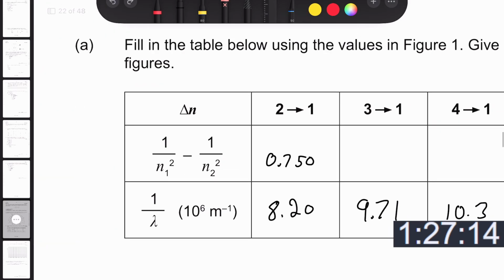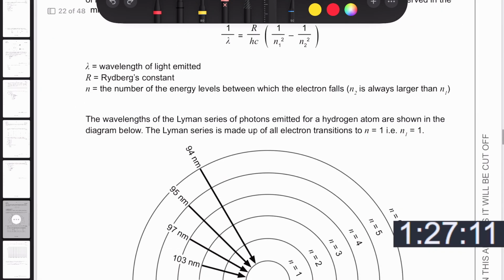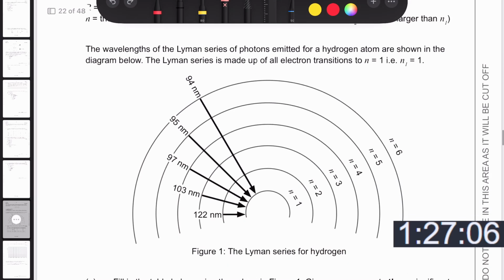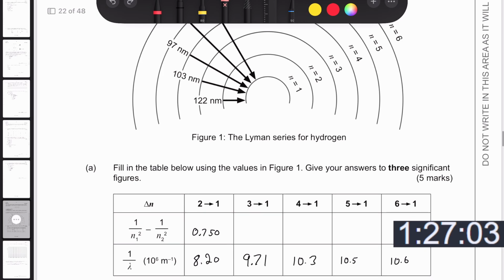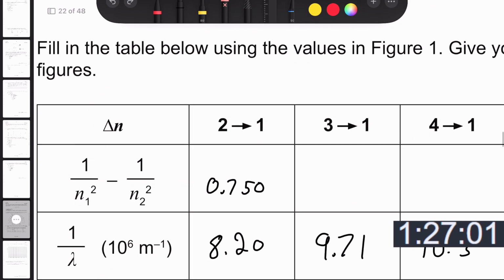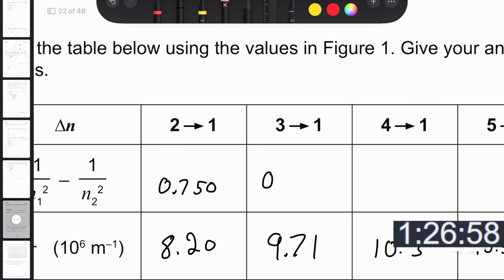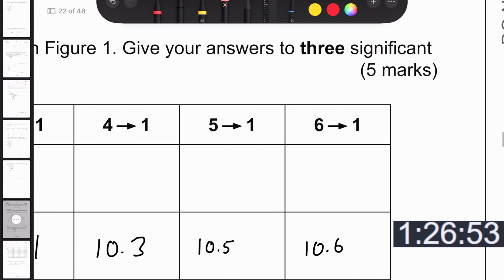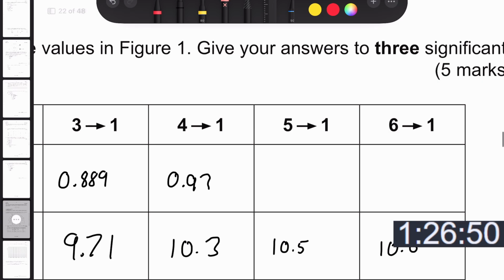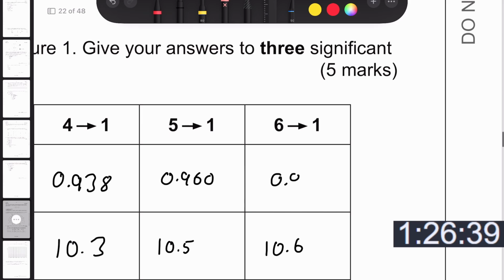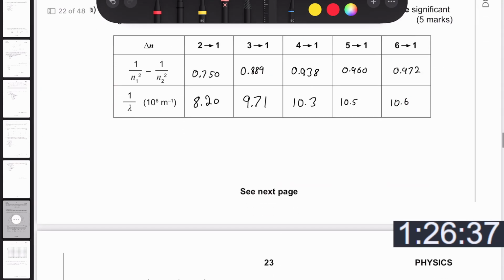I think this is quite ambiguous because it says n1 equals 1, so n1 equals 1. Okay. So this is 0.889. And 1 on 16 is 0.938. 1 on 25 is 0.960. 1 on 36 is 0.972.